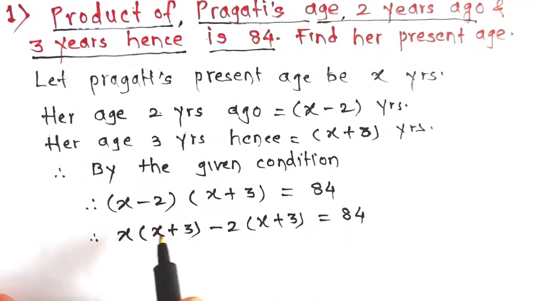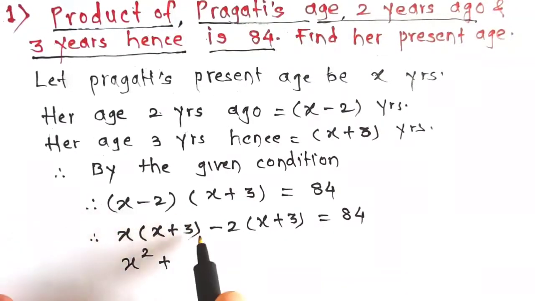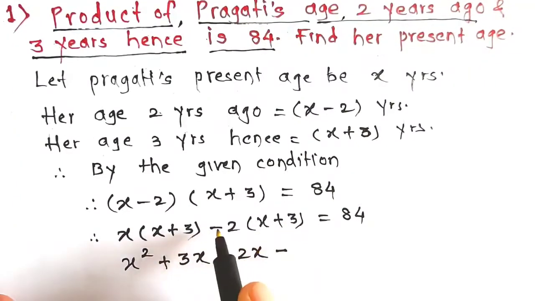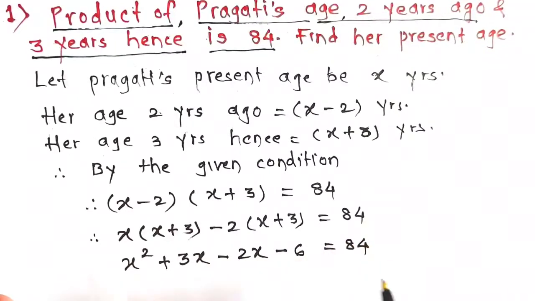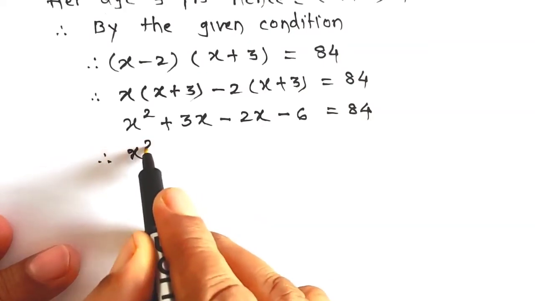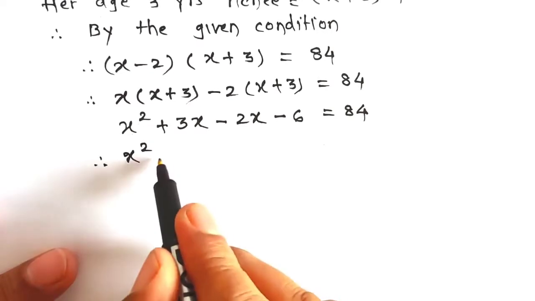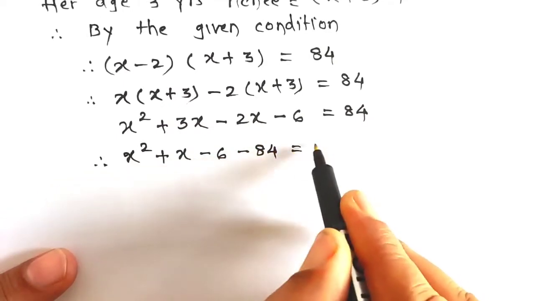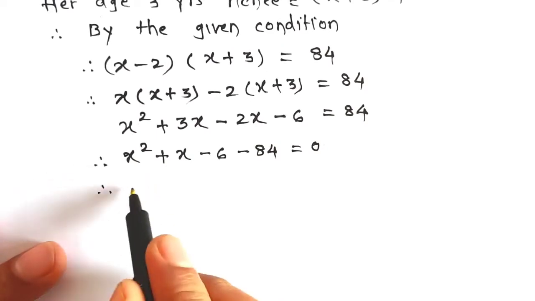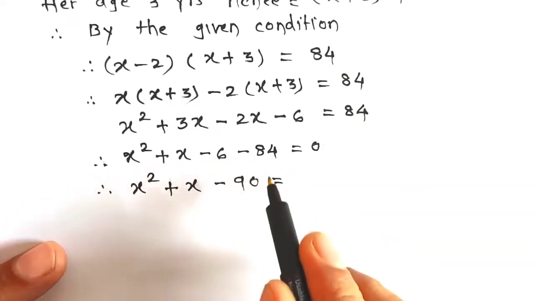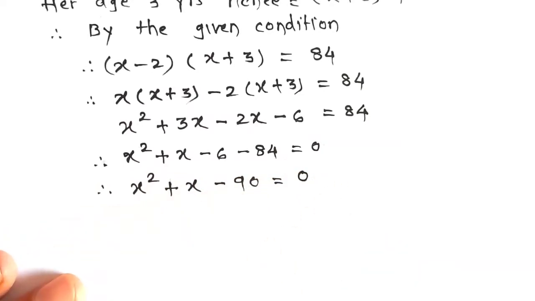So now open the bracket. x into x is x square, plus x into 3 is 3x, minus sign is there, so change the sign: minus 2 into x is 2x, and minus 2 threes are 6, is equal to 84. Now simplify again. The first term is x square. 3x minus 2x we get plus x, minus this 6, and this 84 becomes minus 84 when this side changes. So we get x square plus x minus 90, because 84 plus 6, both having the same sign, so addition.